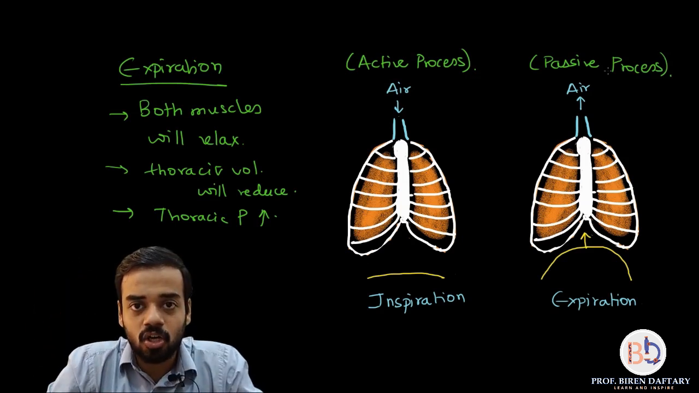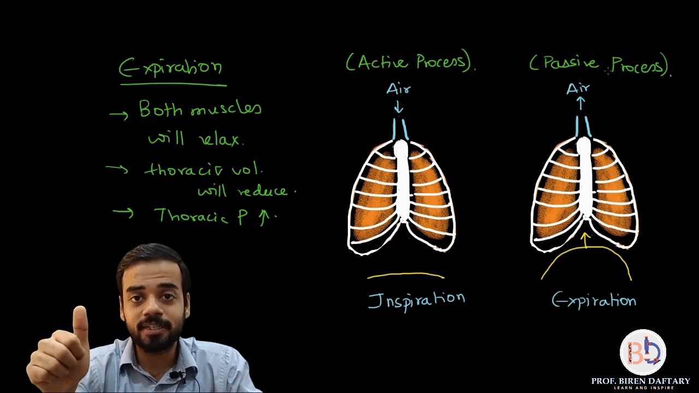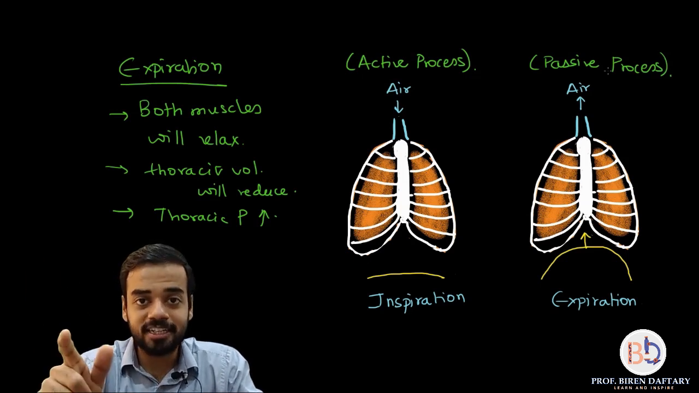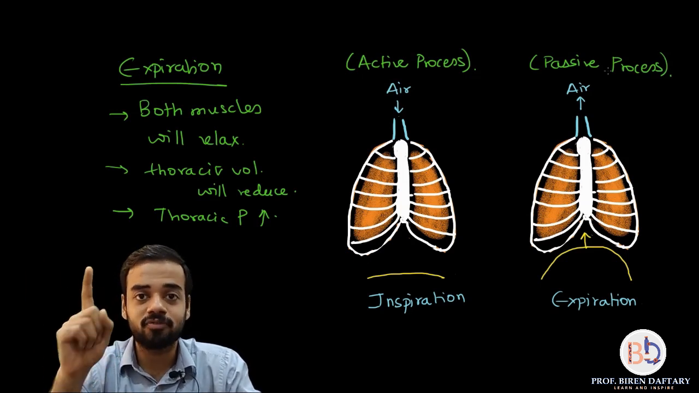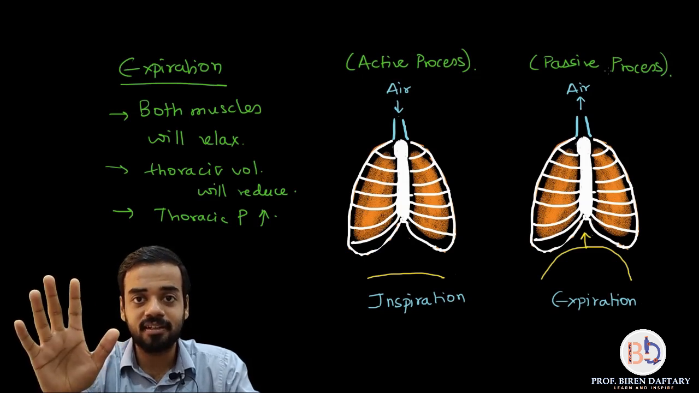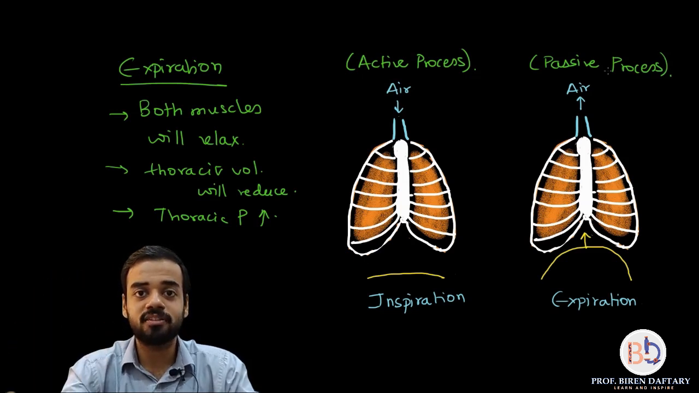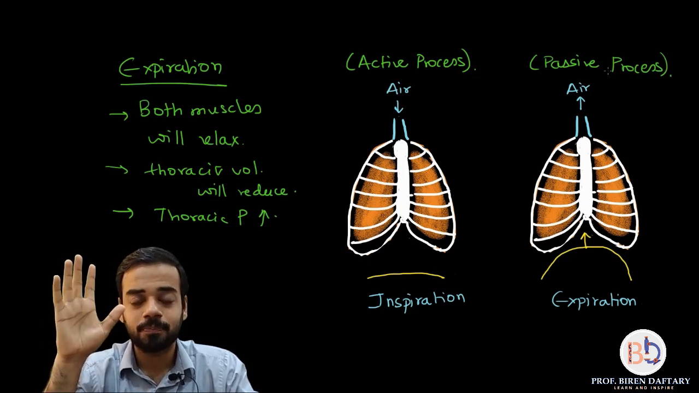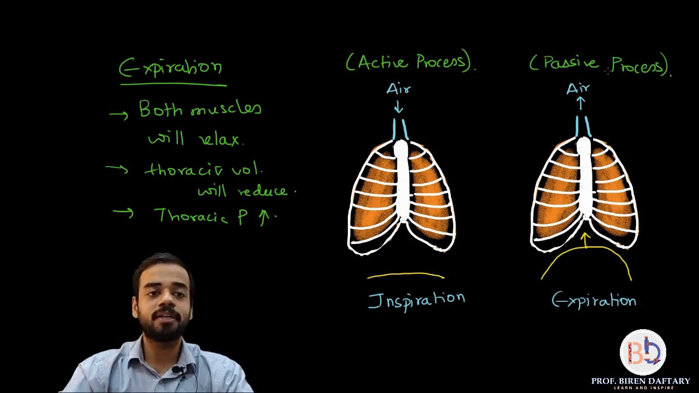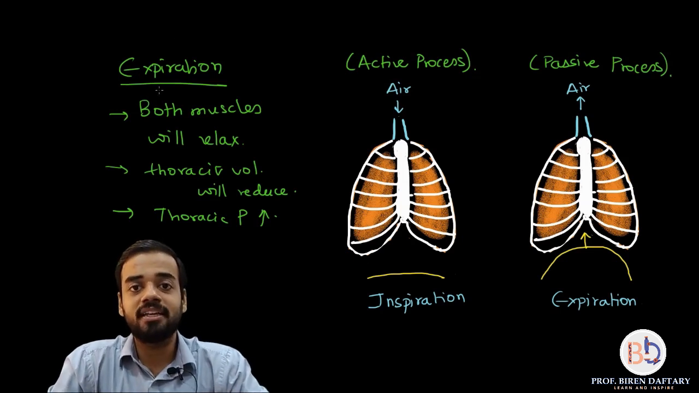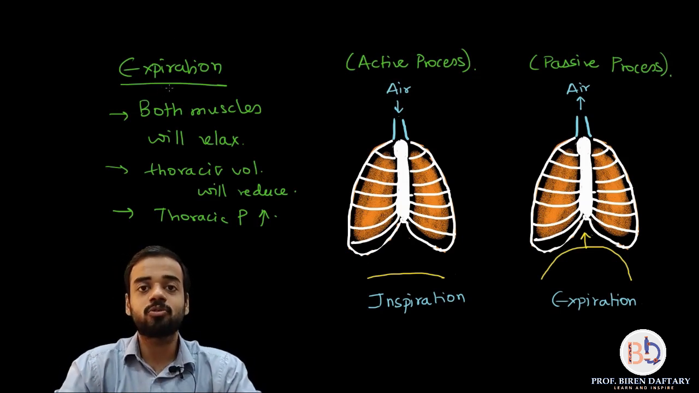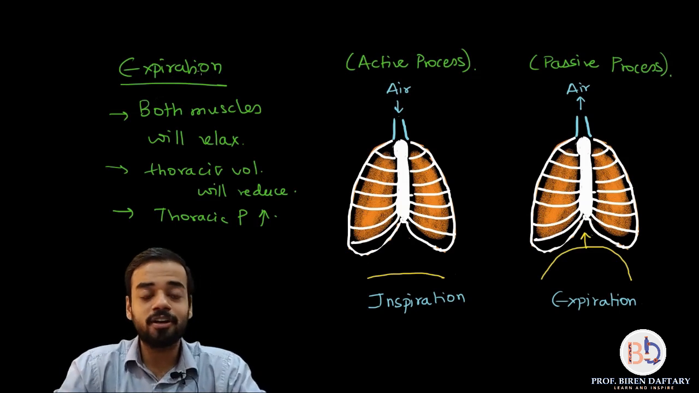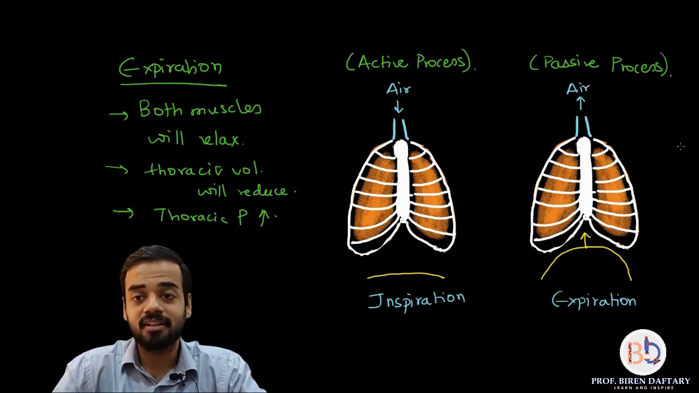Is this clear? Okay, so one inspiration plus one expiration is counted as one breath. Is that clear? Okay, so once you take in air and that air when you remove, that is counted as one breath. Okay, so we have completed that part. Now in the mechanism of respiration, let us go to the second part, which is called as external respiration.